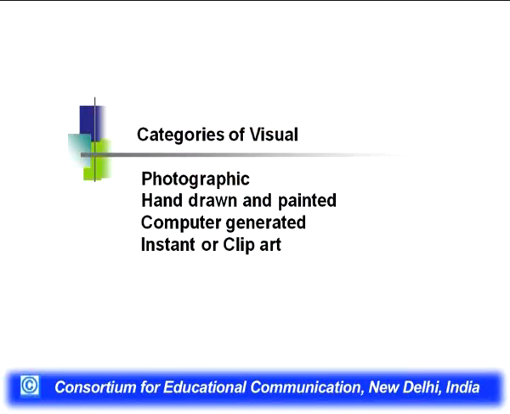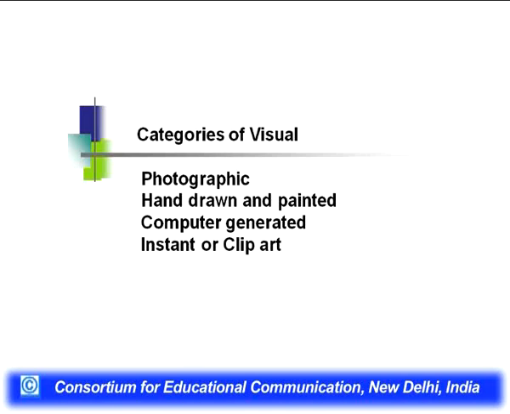Number one is photographic images, number two hand-drawn or hand-painted images, and number three images generated in computer. Then the fourth is instant images or clip art. The people who cannot draw and paint can rely on the images available as clip art or in different types of books.